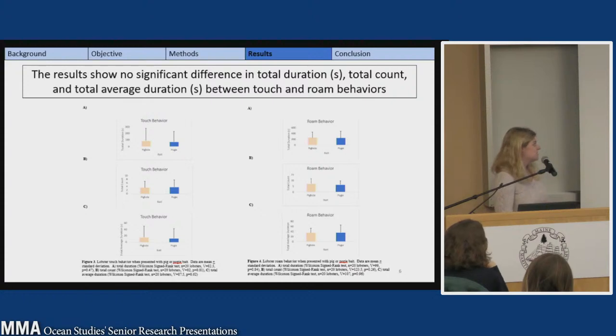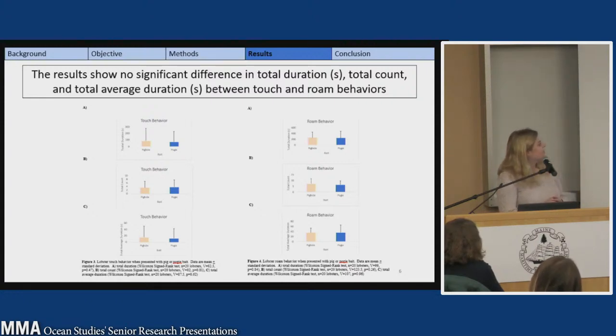So as for my results, all my behaviors did not show any significant difference in total duration, total count, and total average duration between the two baits. But there were certain trends seen. The pig hide, for example, in figure three, the lobster spent longer durations around the pig hide, whereas as for count, they spent more time around the pogie.